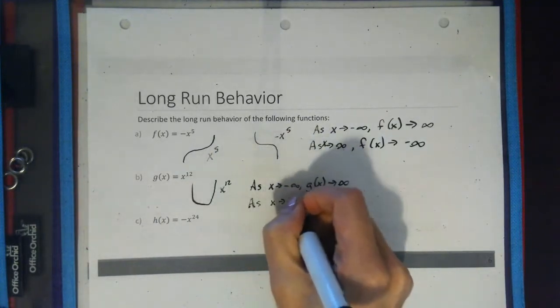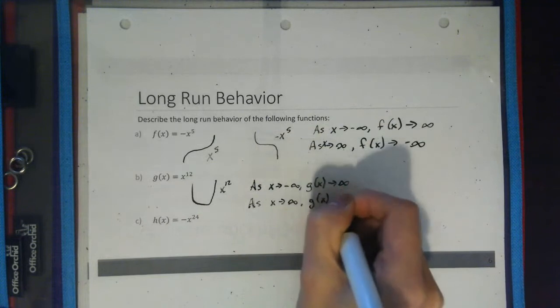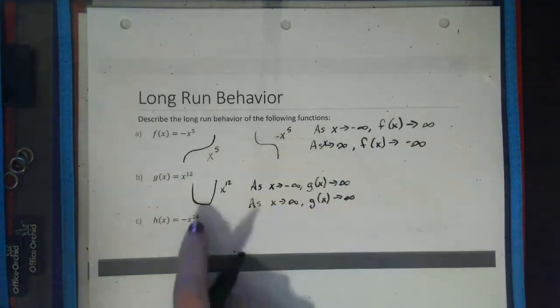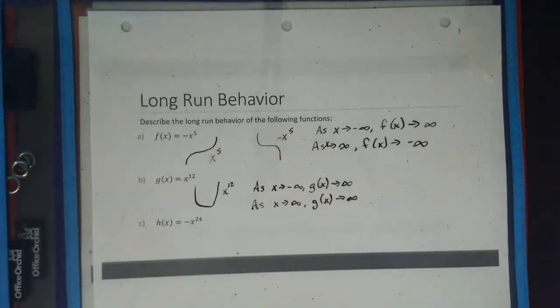As x goes towards positive infinity, g of x also goes towards positive infinity because they go up on both sides.